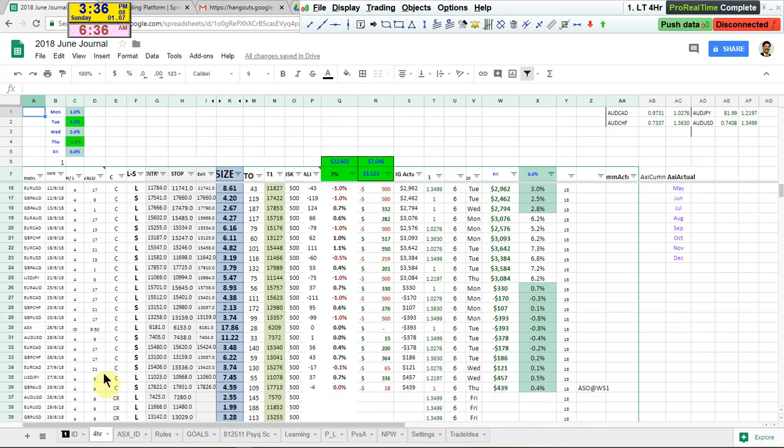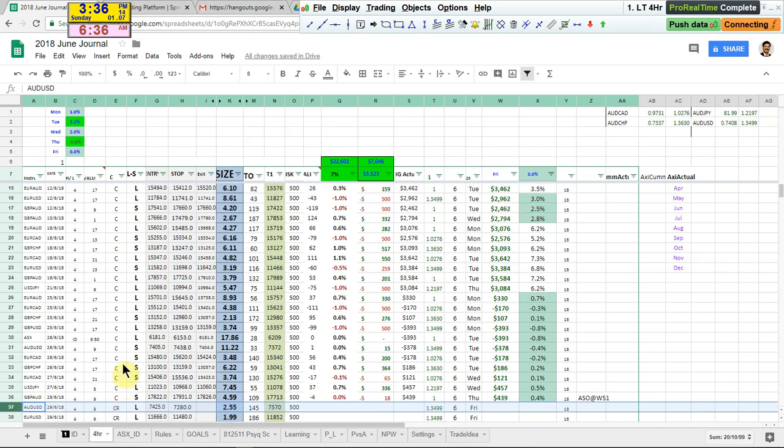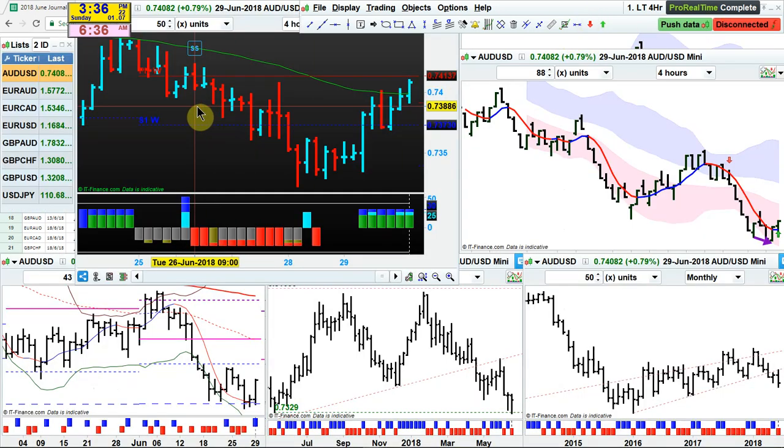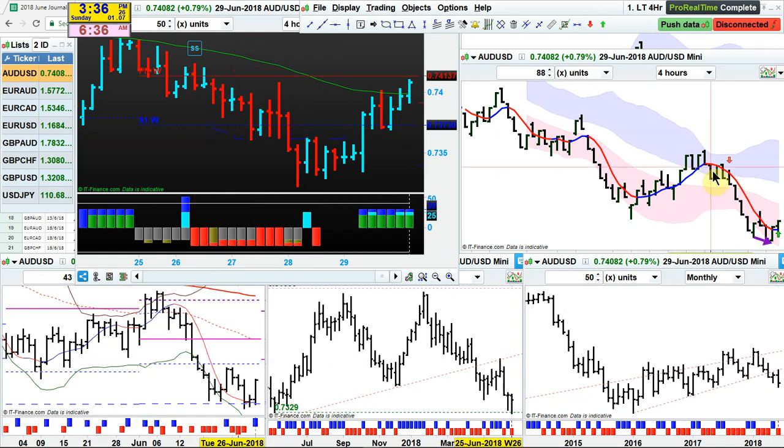Let's go to 26.9. This is the one. No, this is short. This is the one, 26.9. 2405 is the entry point here, and the entry point here close is 2405. Yes, 100%, on the same price.